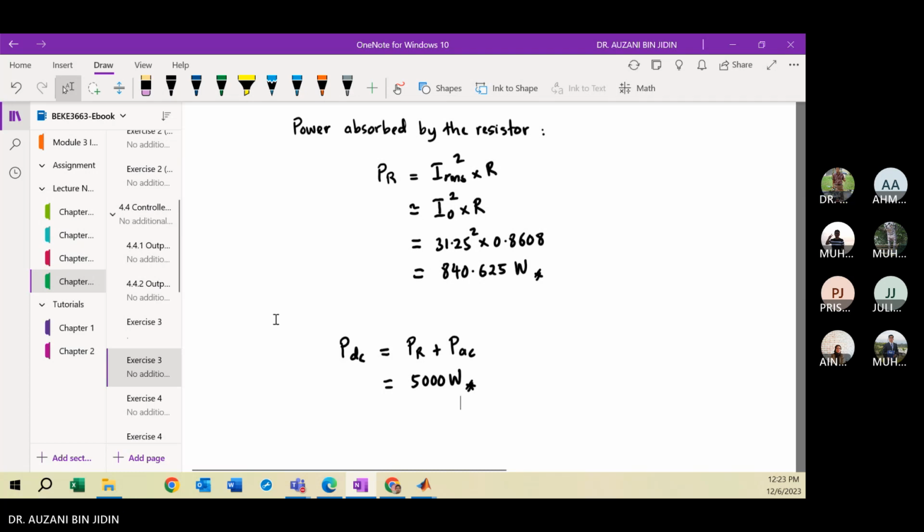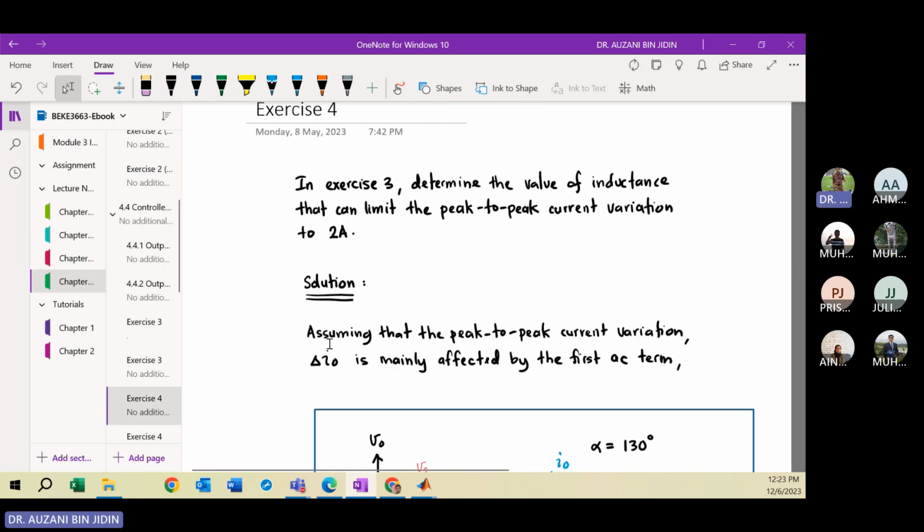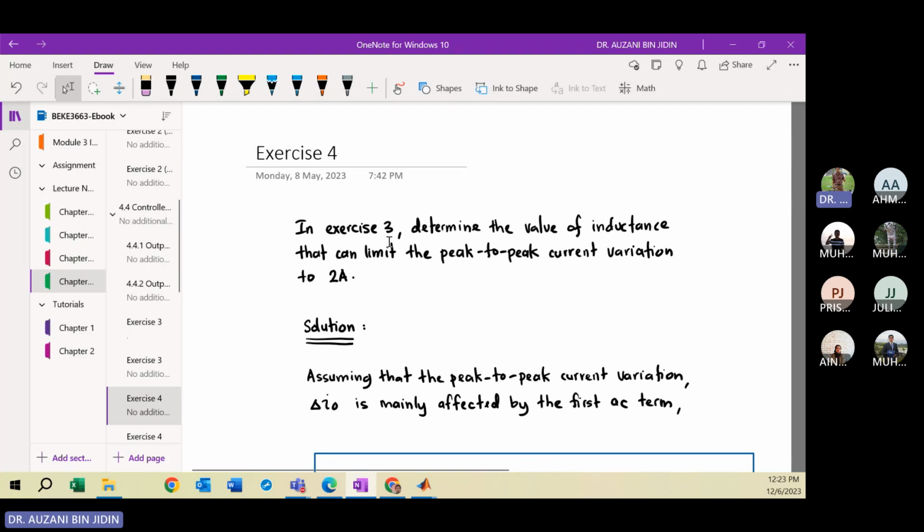Okay, very straightforward for this chapter. Simple. Okay, now we move to exercise 4. Actually, exercise 4 is an extension from exercise 3. So you apply the information given in exercise 3 to answer exercise number 4. But in this case, you need to determine the value of L, the value of inductance, in order to limit the peak-to-peak current ripple to 2 ampere.